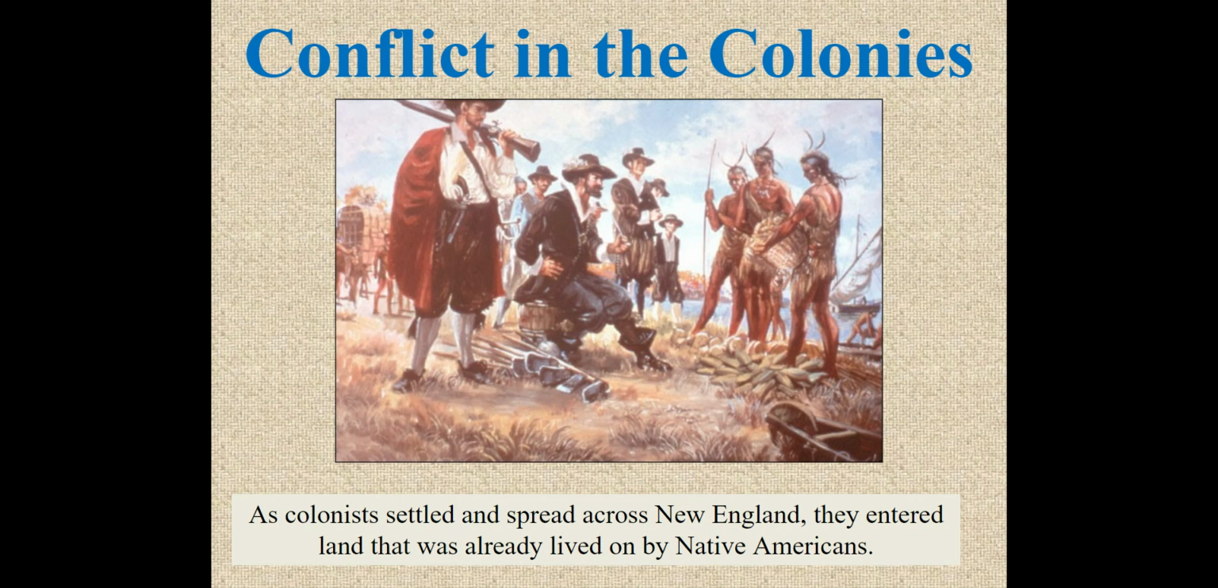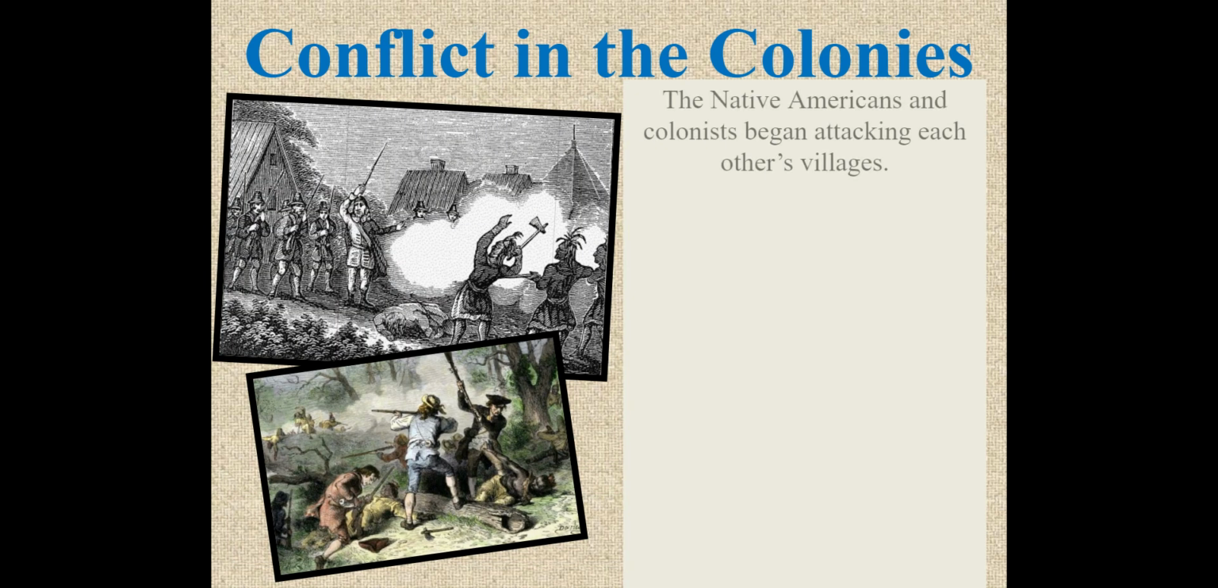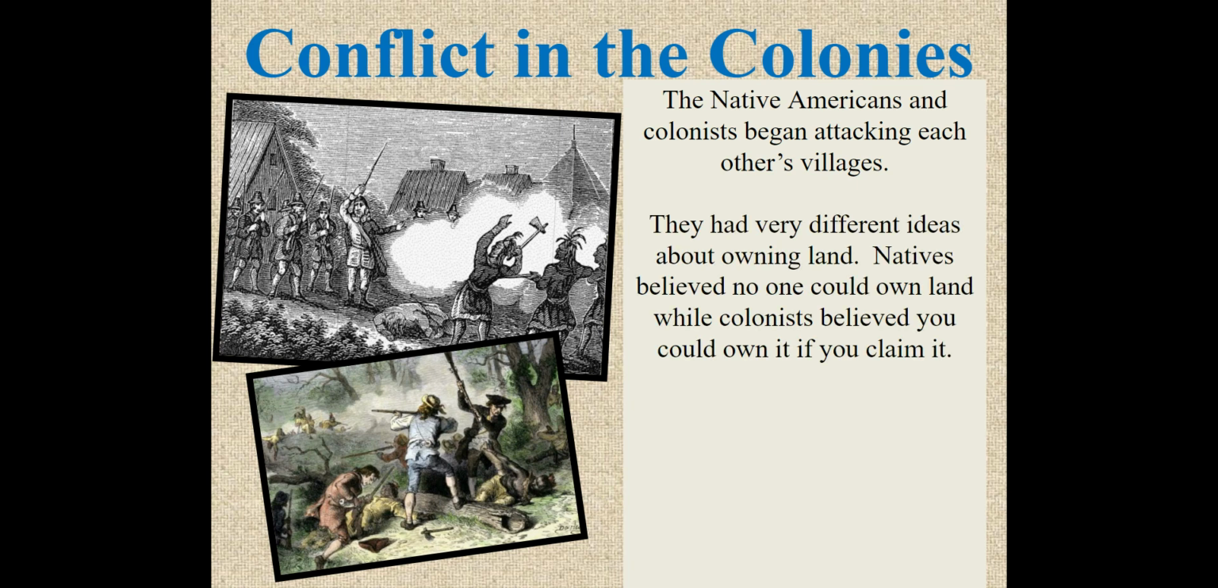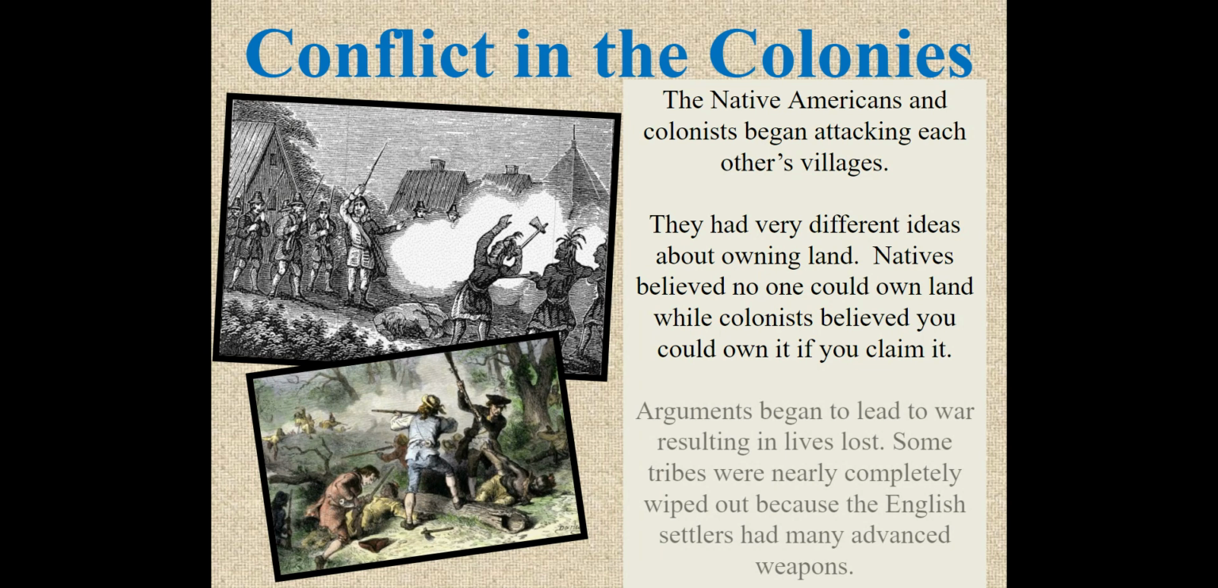Conflict in the colonies. As the colonists settled and spread across New England, they entered land that was already lived on by Native Americans. The Native Americans and colonists began attacking each other's villages. They had very different ideas about owning land. Natives believed no one could own the land, while the colonists believed you could own it if you claim it. Arguments began to lead to war, resulting in lives lost. Some tribes were nearly completely wiped out because the English settlers had many advanced weapons.